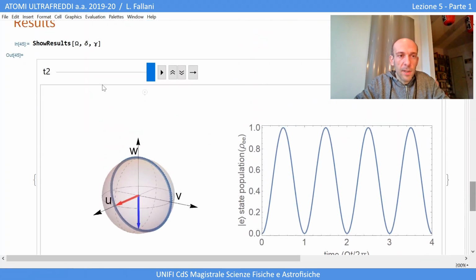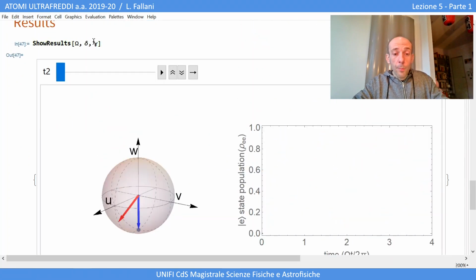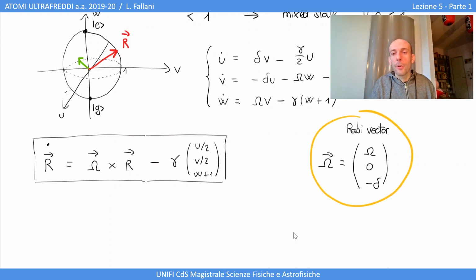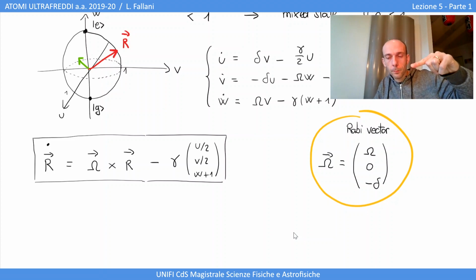Let's look at the dynamics now. Out of resonance now means that the Rabi vector has acquired some component along direction W. So it is not pointing in direction U, but it's pointing in a plane identified by u and w. In particular, for a positive delta, this is pointing downwards.